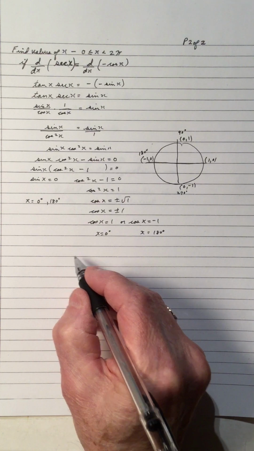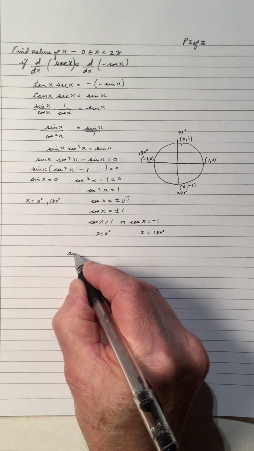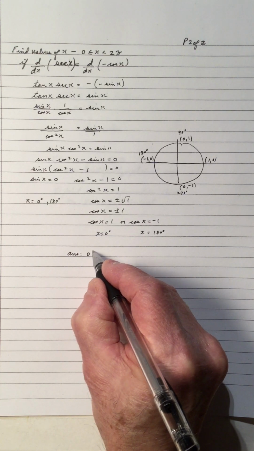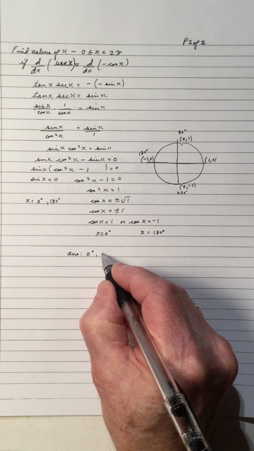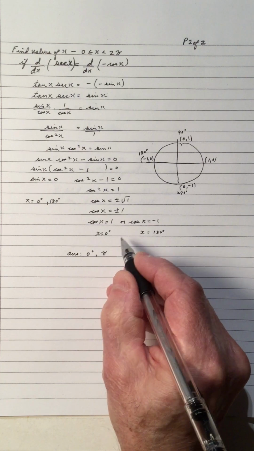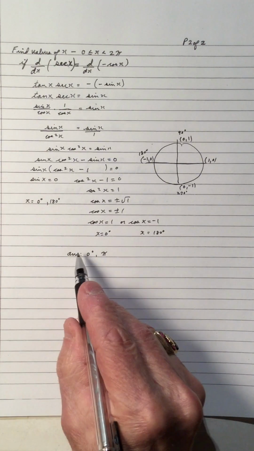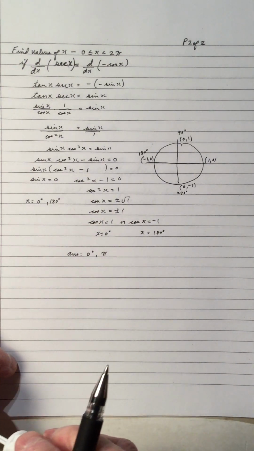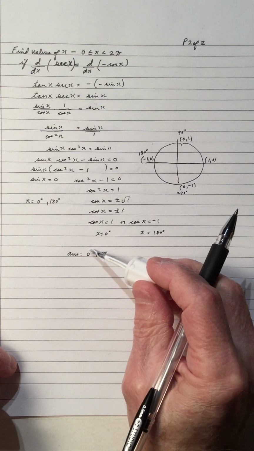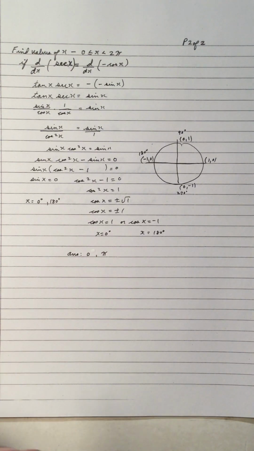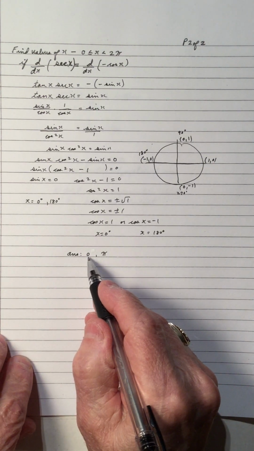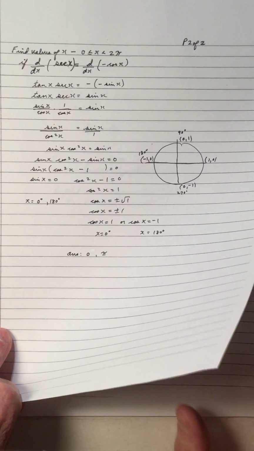So the answer to each of these, if it's 0 degrees, it's 0 radians. And 180 is equivalent to pi radians. So that means that the answer is 0 radians, pi radians.